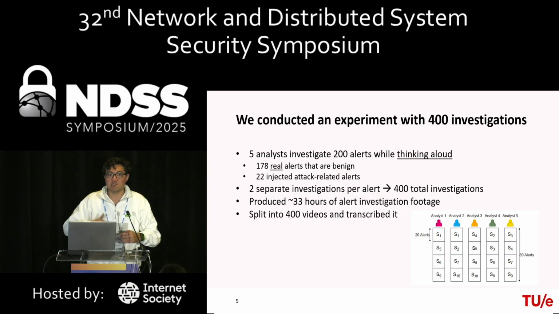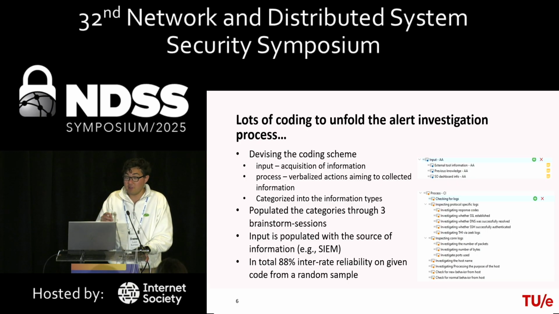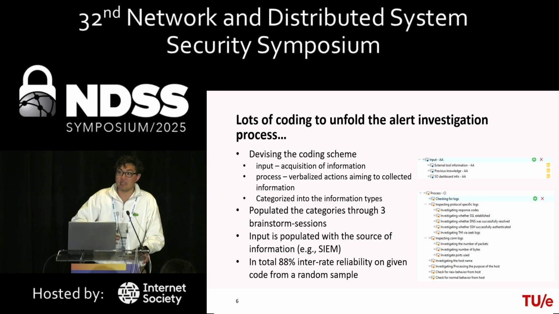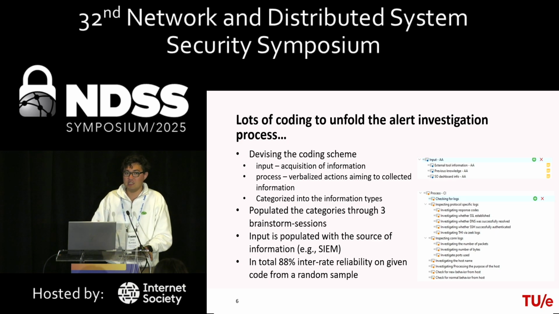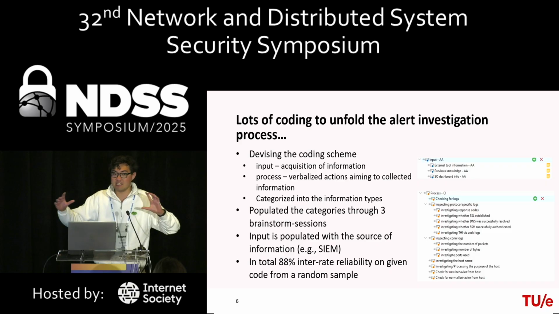What did we do then to actually gain insights from that? We had to devise a coding system. And for this, we considered 2 aspects, right? One is input, i.e. the acquire, what kind of information is being acquired, right? And process, what kind of information is aimed to be collected. So what are the actions being taken to collect information? The important thing is those don't necessarily have to match up, right?